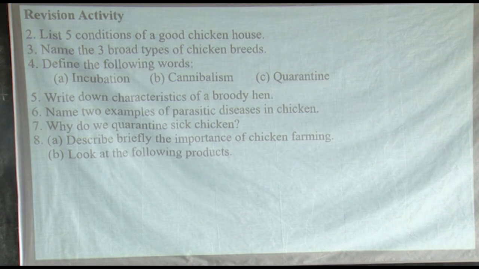But we can now look at these questions, because you need to have more revision on your own in your free time. You can be asked the conditions of a good chicken house, and the types of chicken breeds. They will ask you what we discussed here. You can also be asked to define incubation, cannibalism, and quarantine. So these terms, we have been looking at them. Go ahead and look at all these questions which you can be asked.